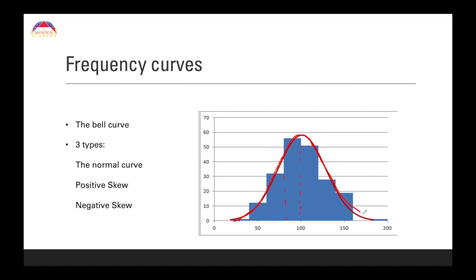And what we find is that all sorts of data, no matter what data you're dealing with, falls in this curve when you do a frequency distribution. It's the bell curve or the frequency curve. And there are three types. You have the normal curve, which looks just like this. You have the positive curve, and you have the negative curve, right?